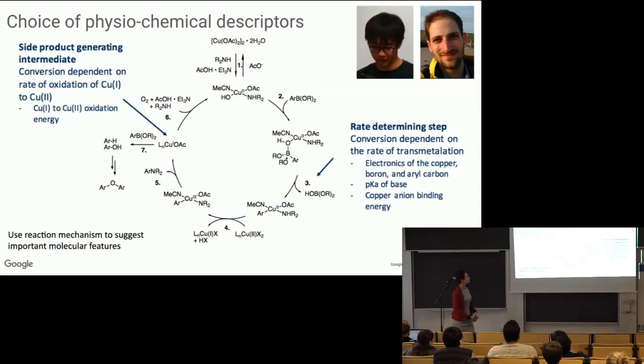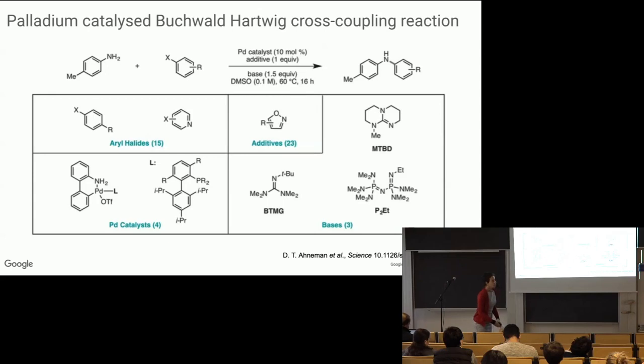And the choice of these descriptors is obviously really important. And so the idea was to think about the reaction mechanism to suggest important features. Essentially, the problem with this case is that we really just don't have enough data, which makes things tricky. But there was a paper that was published recently in Science that tackled a similar problem.